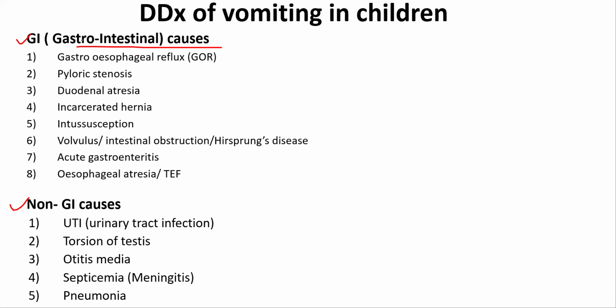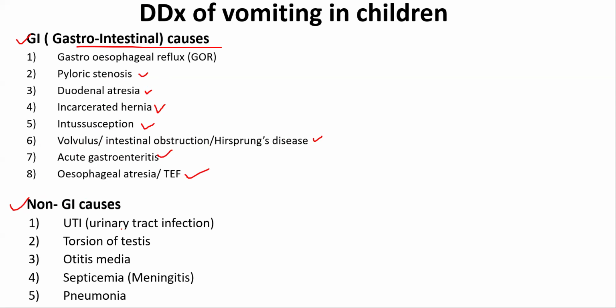Gastrointestinal causes could be gastroesophageal reflux, pyloric stenosis, duodenal atresia, ileal atresia, jejunal atresia, incarcerated or obstructed hernia, intussusception, volvulus, intestinal obstruction, Hirschsprung disease, esophageal atresia or tracheoesophageal fistula. A lot of questions come from these GI causes.